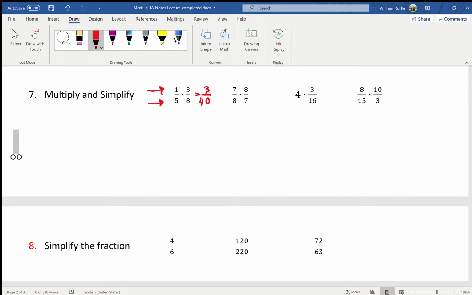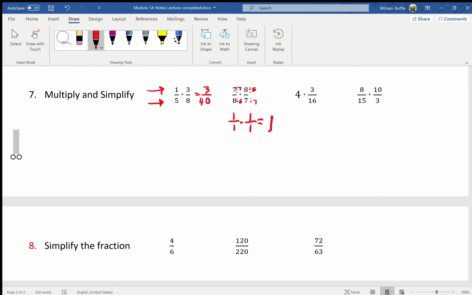Now, this one, 7/8 and 7. I like to reduce because the 7s are both divisible by 7, and the 8s are divisible by that. So what I do is I draw 7. I'm going to divide each of these by 7, divide each of these by 8. Then I'm going to rewrite it. So it's 1 over 1 times 1 over 1. And well, anything over itself is just 1, so my answer is 1.